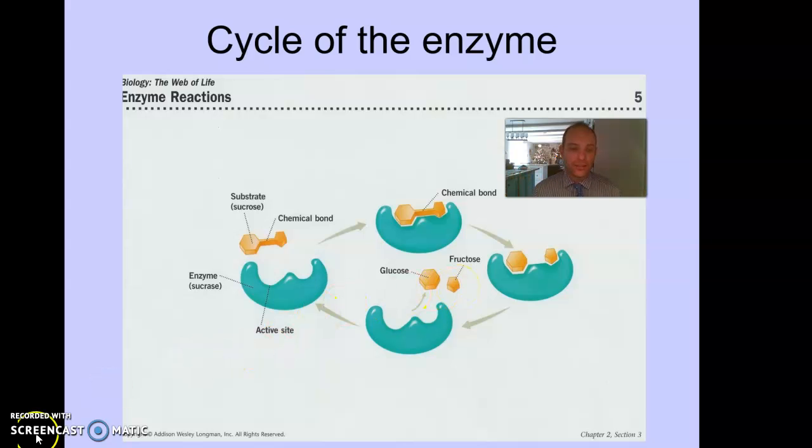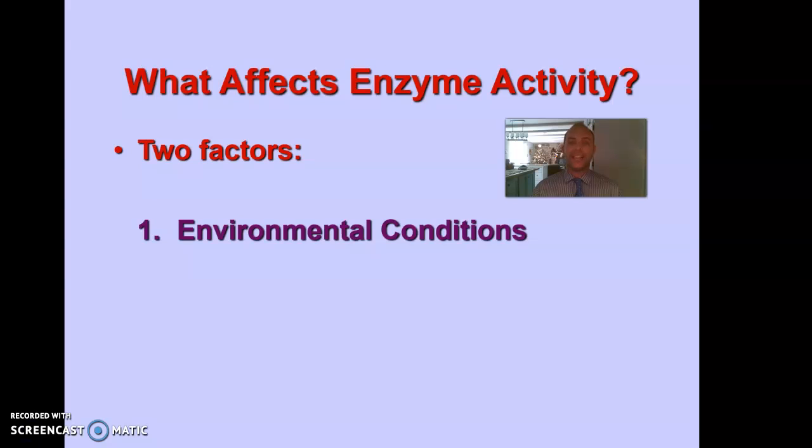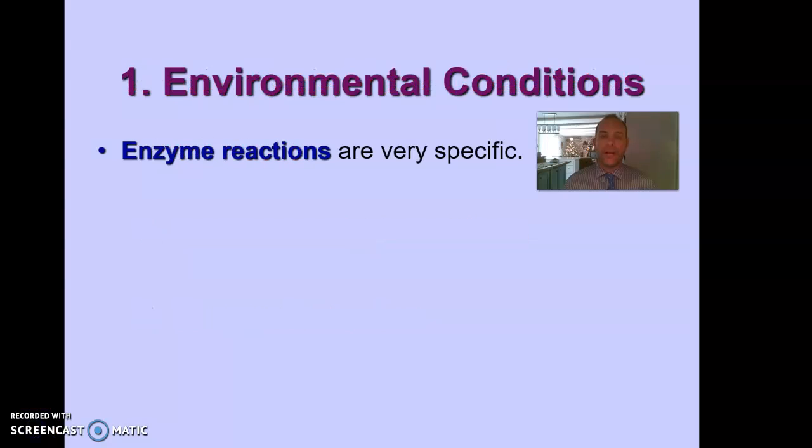You got this. So what affects enzyme activity? Well, there's a couple things. One, environmental conditions. You know, what's the enzyme set up in? Is it beneficial for the enzyme to react? Or is it too acidic? That kind of stuff. Two, enzyme inhibitors. Competition for the enzyme. I'm going to show you that in a second. The environmental conditions for enzymes are very specific.